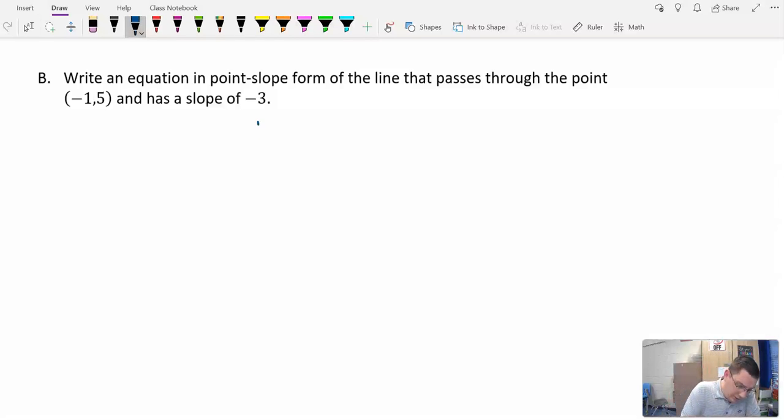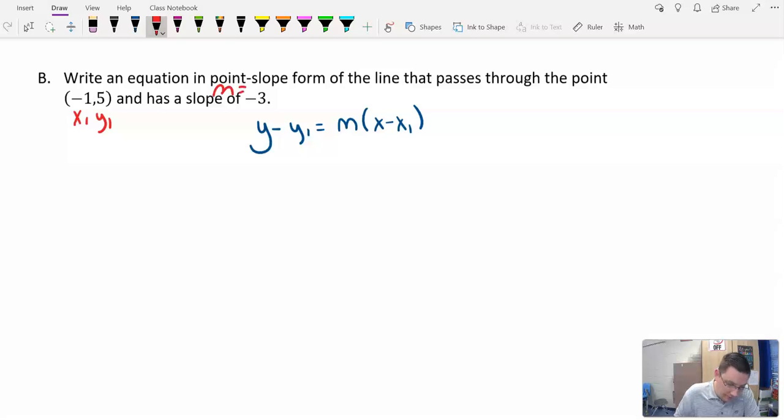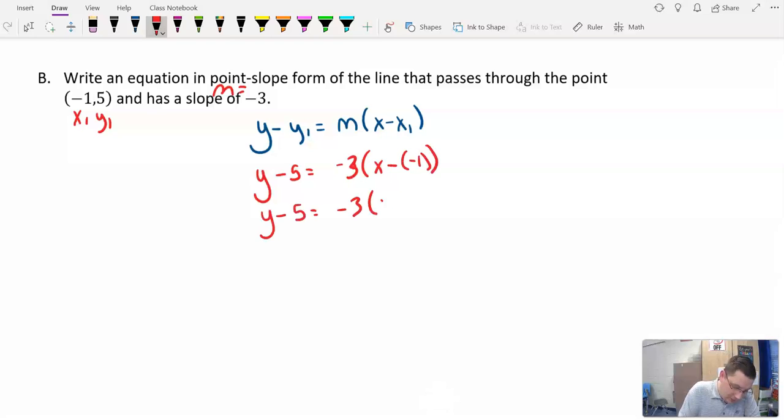And so we're going to start with our point slope form. y minus y sub 1 is equal to m times x minus x sub 1. This is our x sub 1 and our y sub 1. And of course, our slope is equal to negative 3. And so substituting everything in, y minus 5 is equal to negative 3 times x minus negative 1. Be careful with the double negatives. And so y minus 5 is equal to negative 3 times x plus 1.